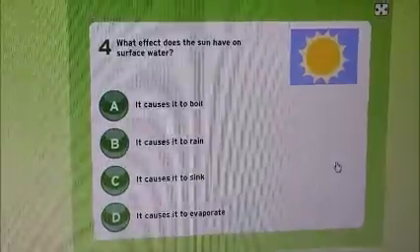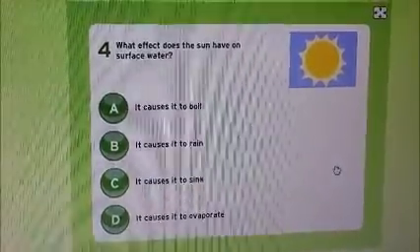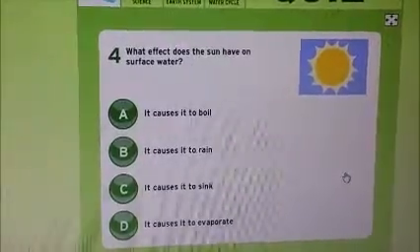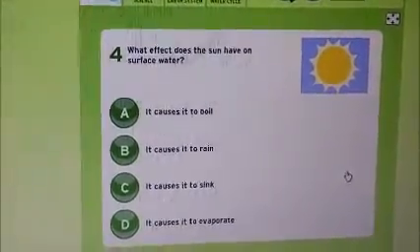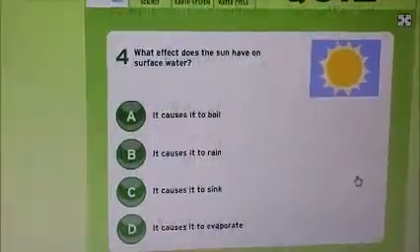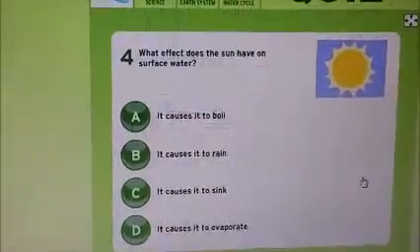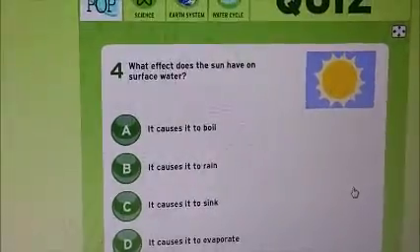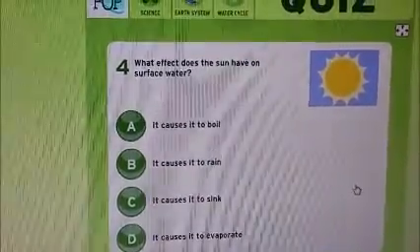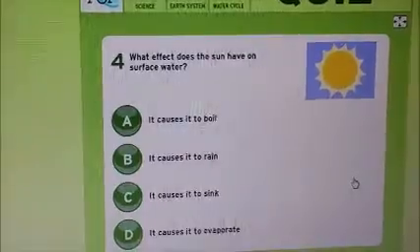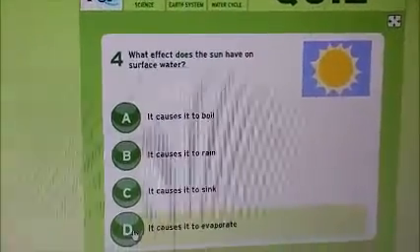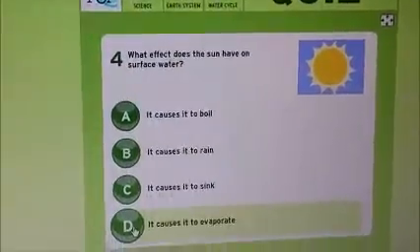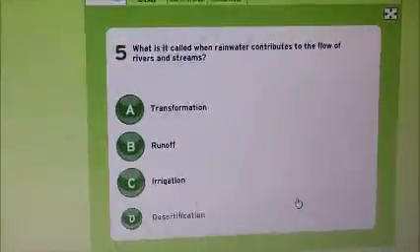All right, what effect does the sun have on surface water? Does it cause it to rain or does it cause it to evaporate? Remember our foldable. It heats up the water, and does it go up or down? Up. And what is that E word we've been talking about? Evaporation. Very good. So the sun causes the water to what? Evaporation. Good job.